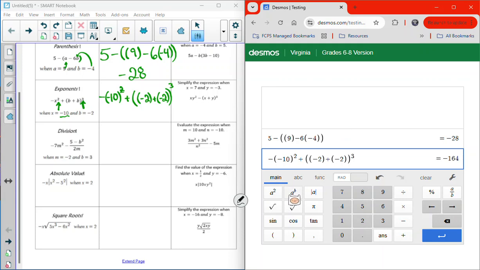So you could hit this button to cube it. You could hit this button to square it. I just use the shortcuts on my keyboard. I just don't want to lift my hands off the keyboard, so I would just hit Shift and 6 to use those exponents. However you type it, it should look exactly like the problem we set up here, and it should give us -164.